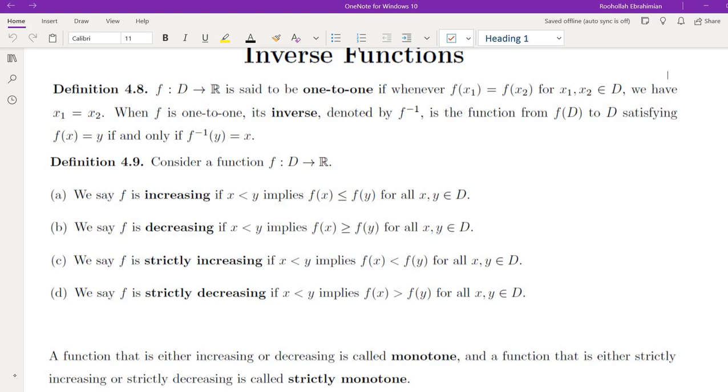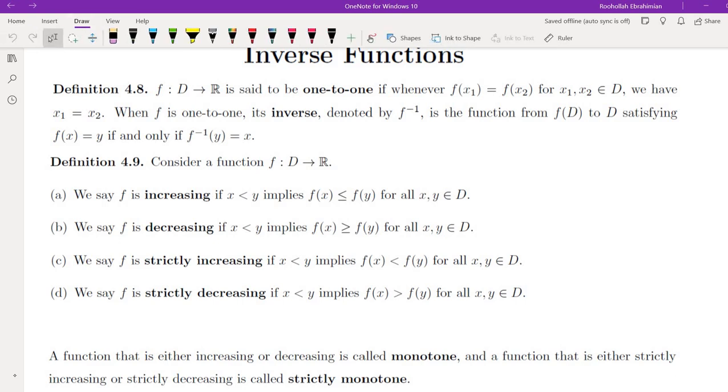Strictly increasing means it is increasing, but it is also one-to-one. In other words, if x is less than y, then f of x is less than f of y and not less than or equal to. So the difference is between less than and less than or equal to. And strictly decreasing is also defined similarly.